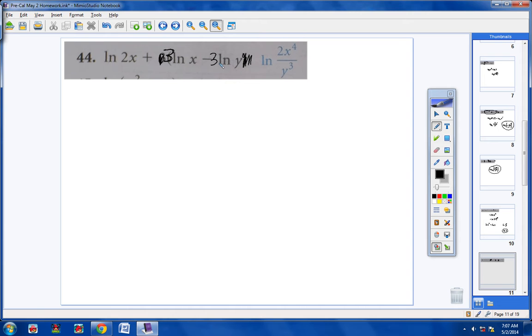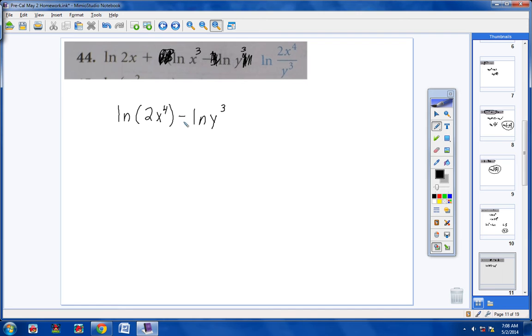But now that I've done that, hopefully you see that I will want to take this 3 and move it right here as an exponent, and take this 3 right here and move it as an exponent. So now I'm ready to go ahead and combine my logarithms. Notice they're all natural logs. So my first two logarithms are being added. I'm going to put the natural log of 2x times x to the 3rd power. That would be 2x to the 4th. And then bring down your other logarithm.